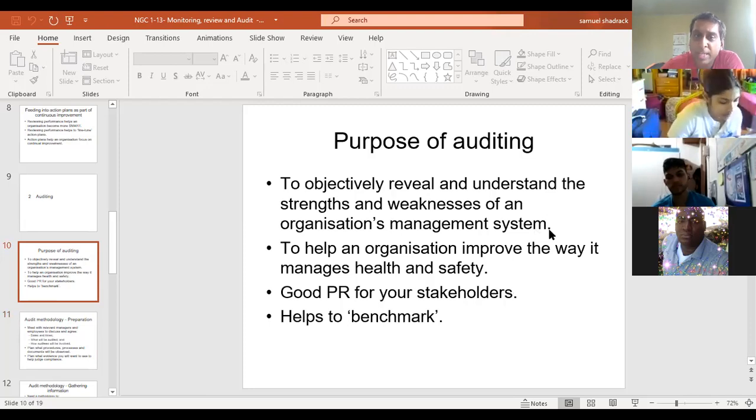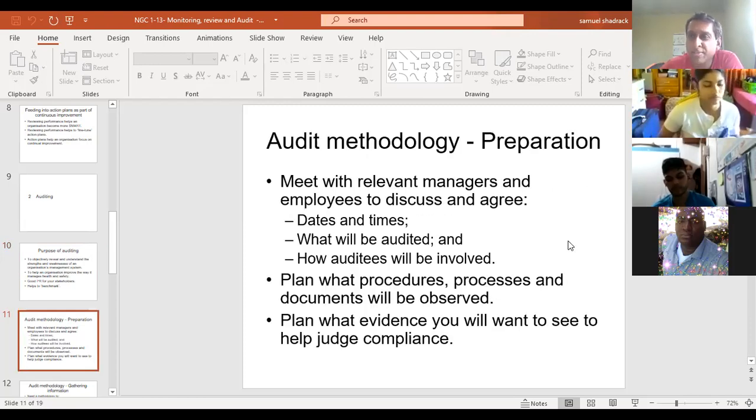This is how we used to do it anyway. The managers will let the departments know that, like 2 weeks from now, we're going to do a round of audits. So please, if the auditors, if Shadrach, or an internal company person comes and asks you a question, give him your time. And that's how it used to be anyway, right? So you need to meet with relevant managers and employees to discuss and agree.